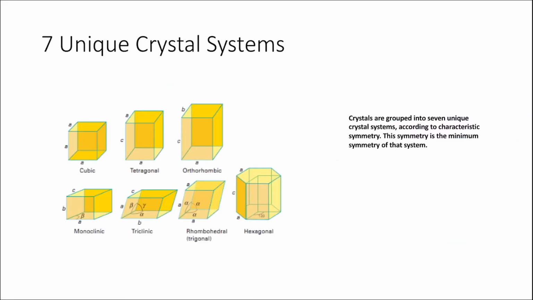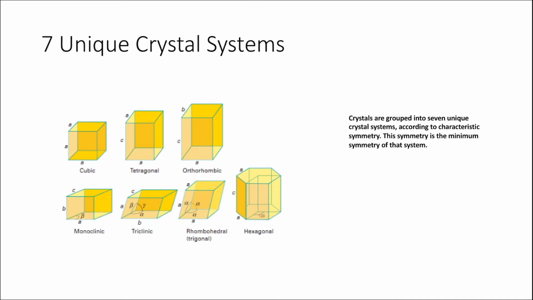As an example, here are the 7 unique crystal systems. Each crystal system is defined by characteristic symmetry operations, and there's a minimum amount of symmetry for that given system. Now, obviously, there are more crystal structures than just these 7. Again, the 7 just define a minimum amount of crystal symmetry. Inside of each one of these crystal systems, there are many other types of lattices that are available to them.